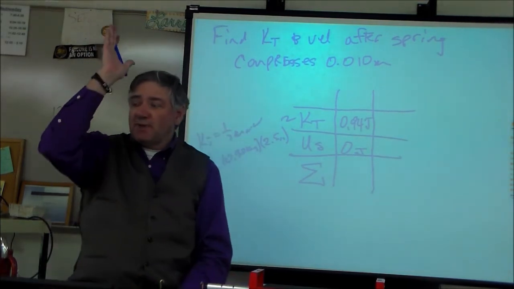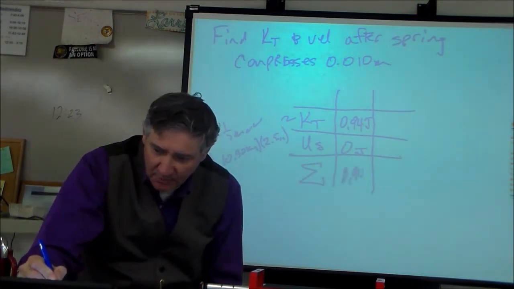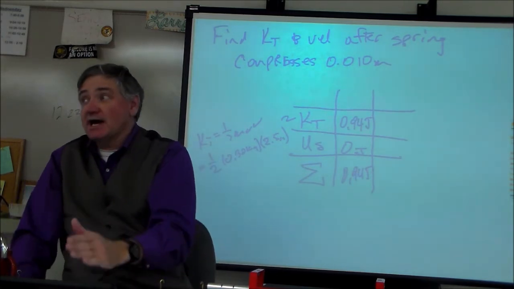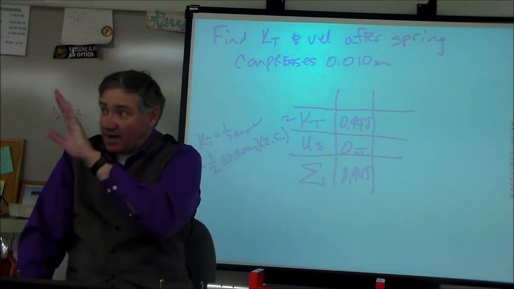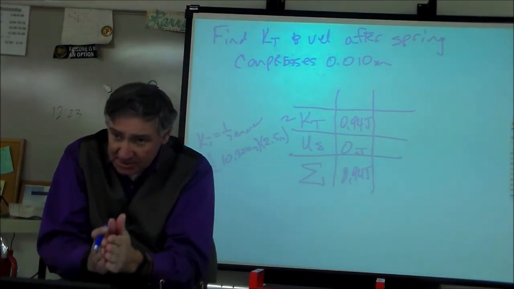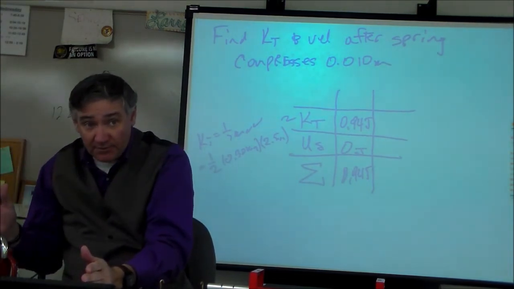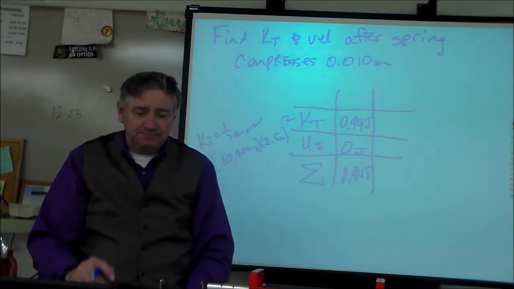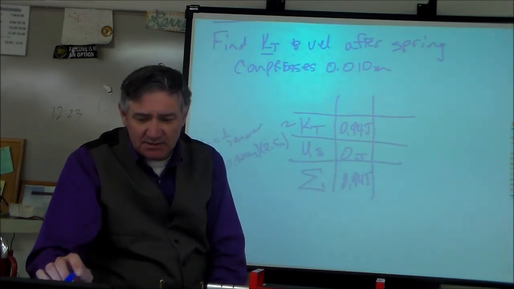So now, what's my sum going to equal? 0.94. Now, guess what? Everything at any point has to add up to 0.94. That's why you have to have that bottom number, because that tells us how much energy is in the system. The only thing I can do is just change the form of it. Cool with this?